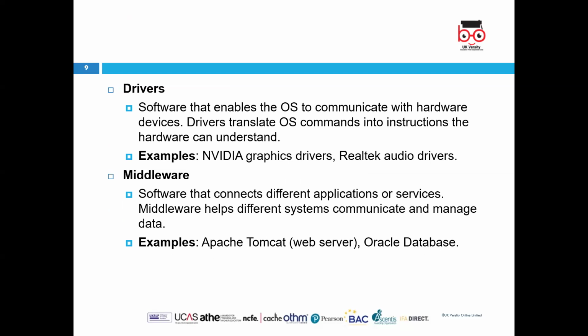Drivers. We have plenty of types of drivers. This software enables our operating system to communicate with the hardware devices. So we have drivers for speakers, graphics cards, monitors, and so on. And there are different brands that provide these drivers. Middleware is software that connects different applications or services. Middleware allows different systems to communicate and manage data.